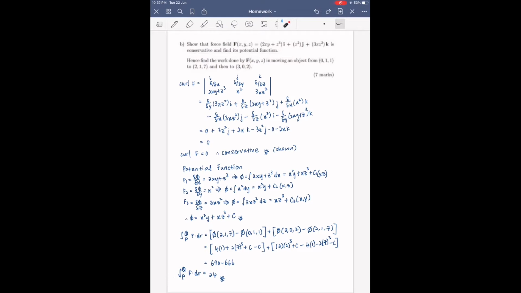For question 2b, it is regarding the conservative field. To show that the force field is conservative, we need to show the curl of F is equal to 0 by using the cross product. Then to find the potential function, we need to integrate f1, f2, and f3, and then add them together to obtain the potential function. Then to find the work done, we substitute the points into the potential function and total up.